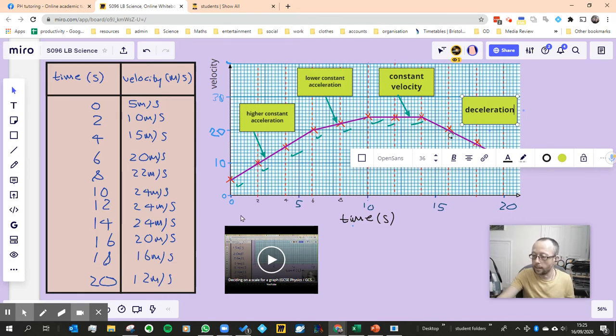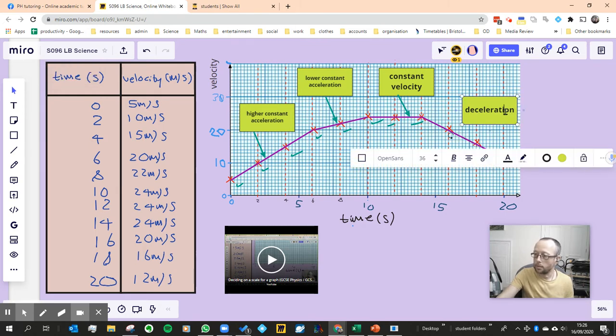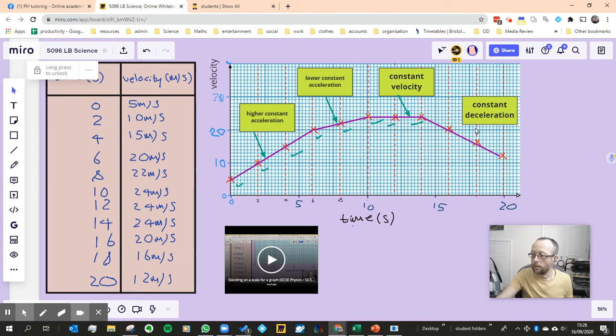And the gap is always the same. It goes from 24 to 20, so that's a gap of 4 meters per second. Then from 20 to 16, that's also a gap of 4 meters per second. And 16 to 12, that's also a gap of 4 meters per second. And it's a straight line, so it's a constant deceleration. And if it was steeper, like this one's steeper, then it would be a high deceleration. It'd be slowing down really quickly. And if it was less steep, more gentle, then it would be a lower deceleration.